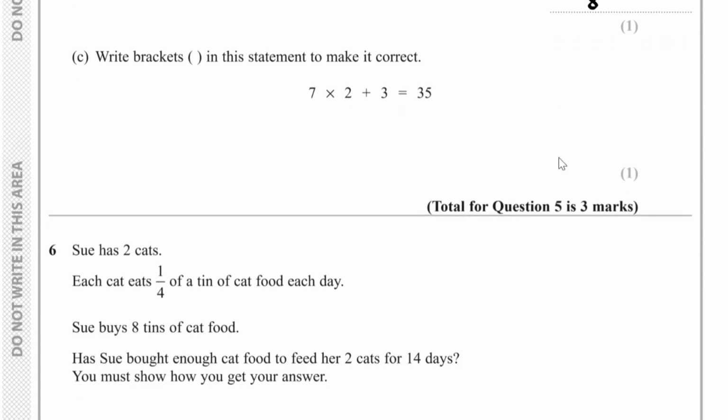For part C, we have to write brackets in this statement to make it correct. Well, we've got 7 times 2 plus 3 equals 35. I can see I've got a 7, I've got a times, and I've got 35. And I know that 7 times 5 is 35. But you will also find that 5 can be made up by adding the 2 and the 3 together. We have 7 times, and then in brackets 2 plus 3, which is 35.